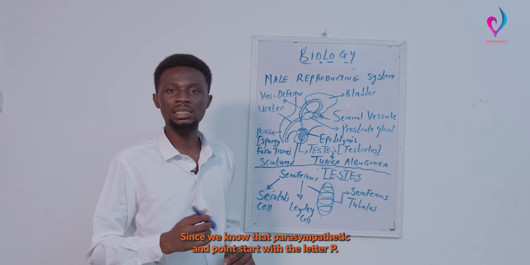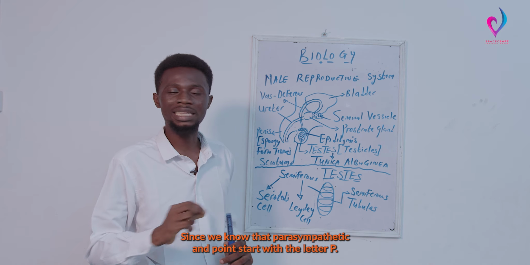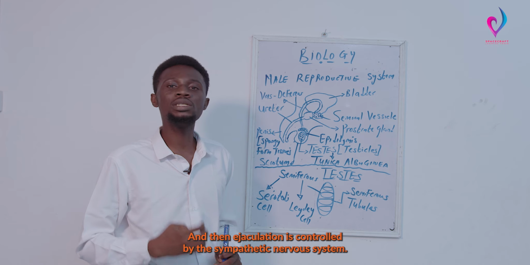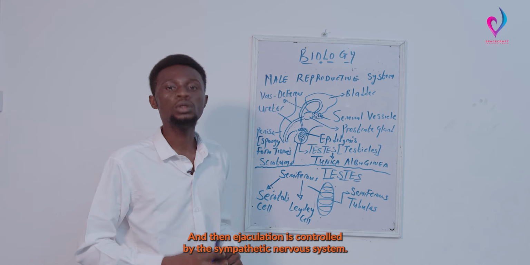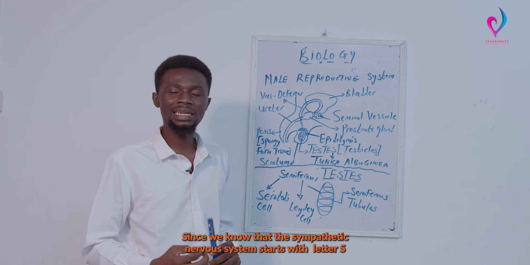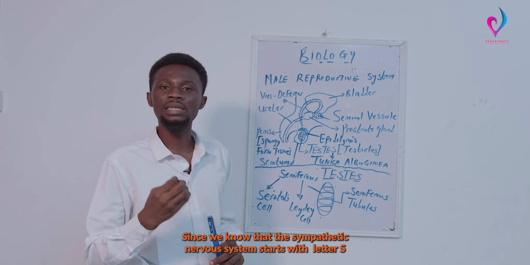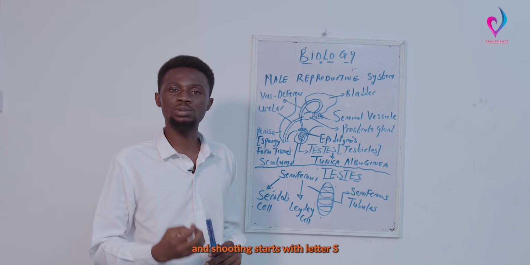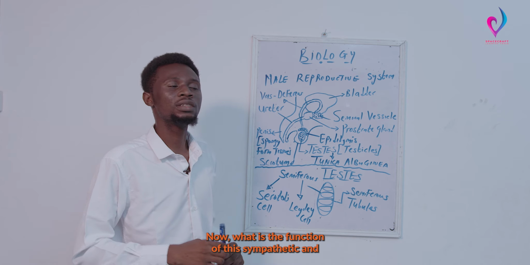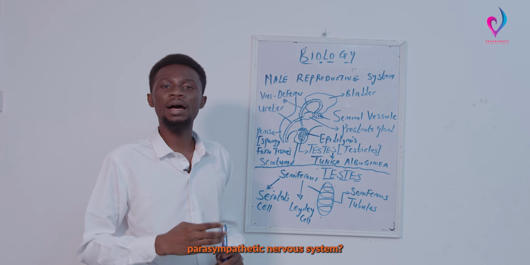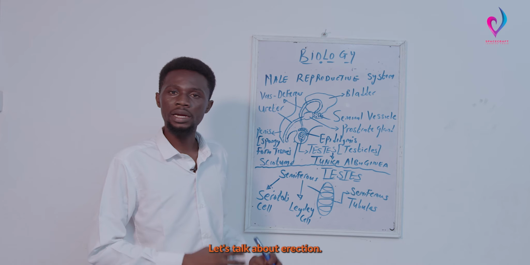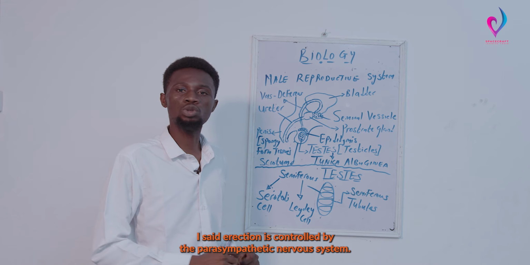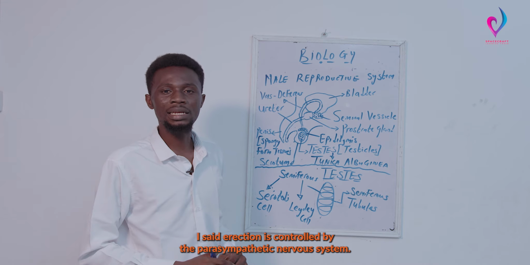Since we know that parasympathetic and point start with the letter P, ejaculation is controlled by the sympathetic nervous system. Since we know that sympathetic starts with S, and shooting starts with S. Now, what is the function of this sympathetic and parasympathetic nervous system? Let's talk about erection. I said erection is controlled by the parasympathetic nervous system.